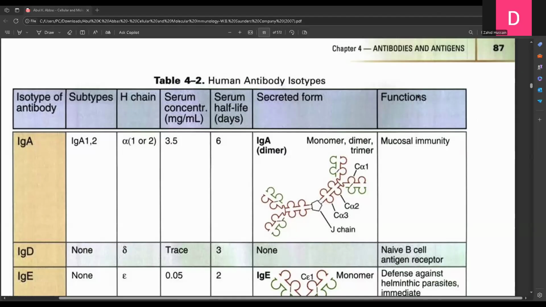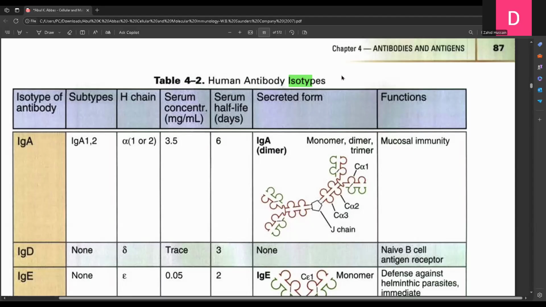So in human antibody isotypes, we see that there are different isotypes, and these isotypes are based on the heavy chain. There are 5 different types of heavy chains.